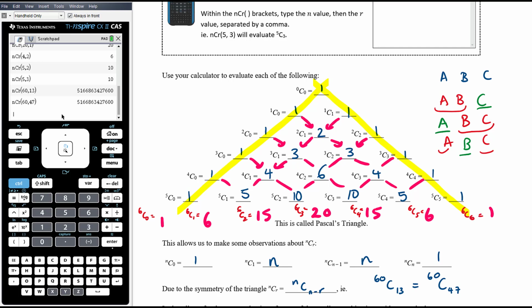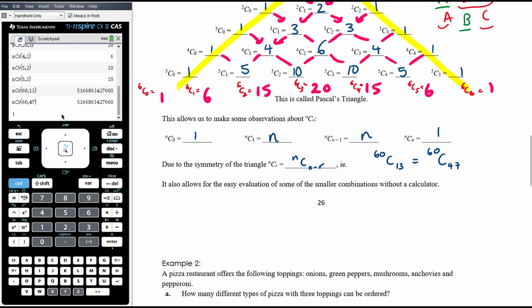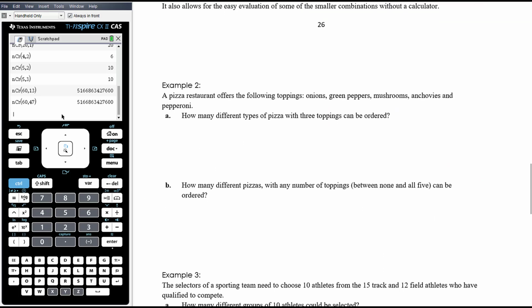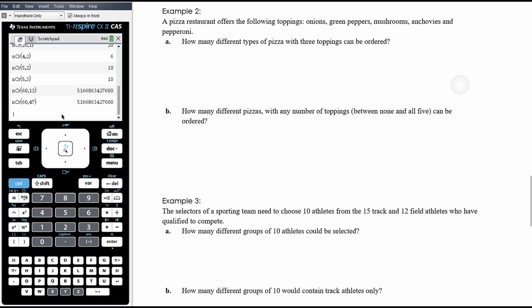Okay, and so we can actually generate the triangle quite quickly and easily, and hence find some simple combinations without use of your CAS, and that's important next year when we often need those in a tech-free exam, for example. Okay, let's work through some examples with selections.